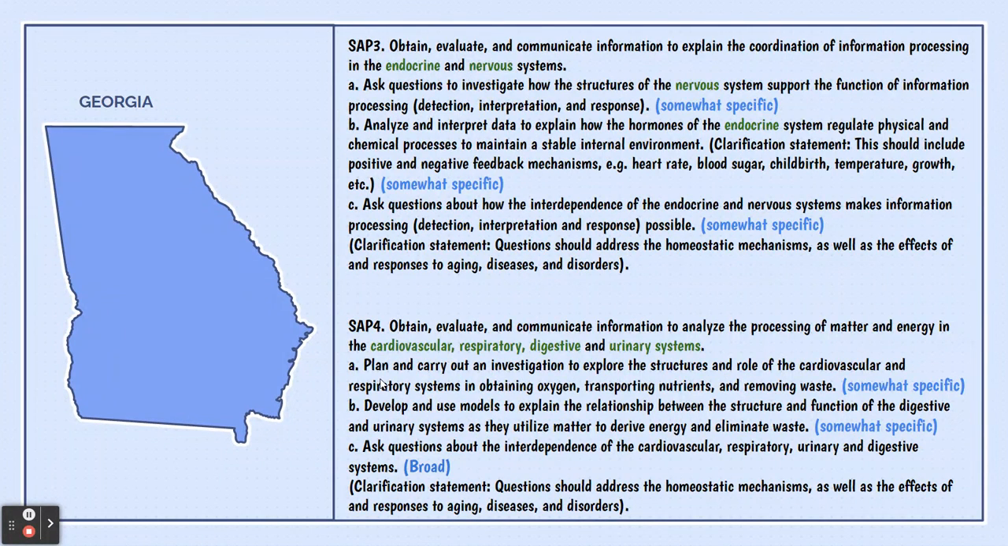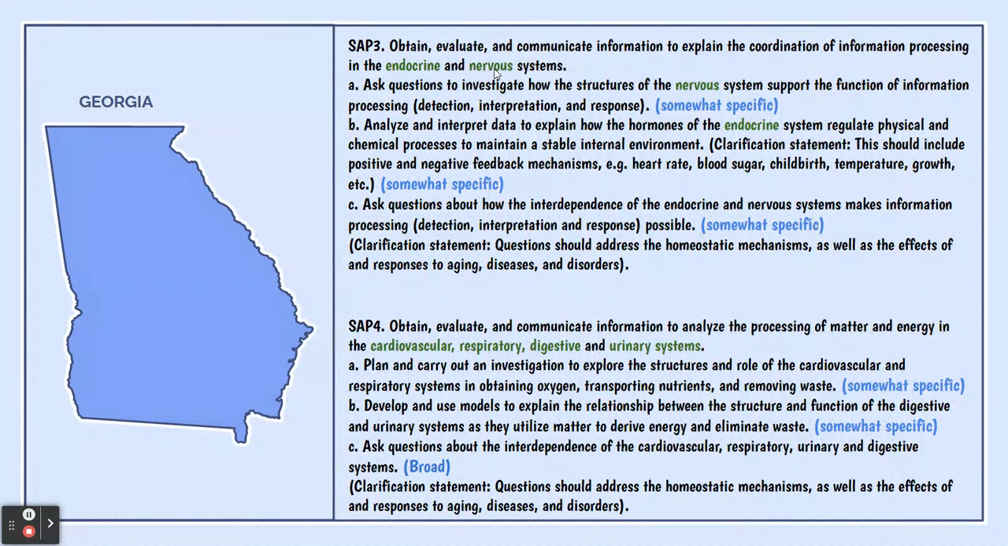For the third standard in Georgia, you can see that it's covering endocrine system, nervous system, but the actual specific standard is ask questions to investigate how the nervous system supports information, detecting, interpreting, and responding. Well, that's very, very broad, except for the specifics of including the nervous system's function. And then for the endocrine system, they put some details about hormones, maintaining internal environment.